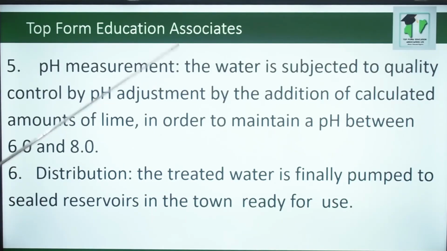pH measurement. The water is subjected to quality control by pH adjustment by the addition of calculated amounts of lime in order to maintain a pH between 6.0 and 8.0. Distribution. The treated water is finally pumped to sealed reservoirs in the tank ready for use.